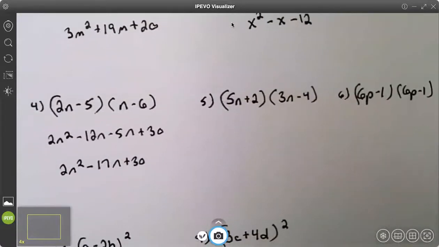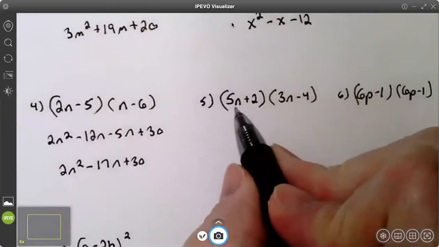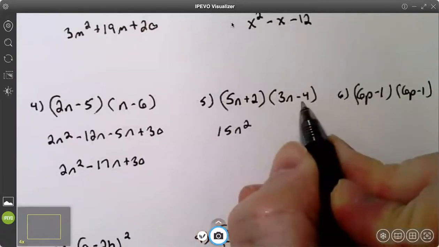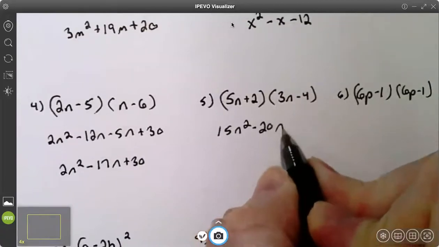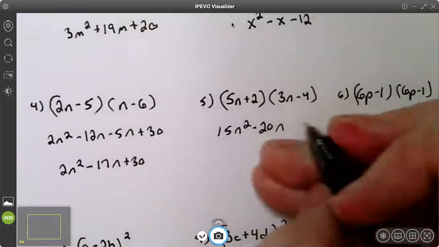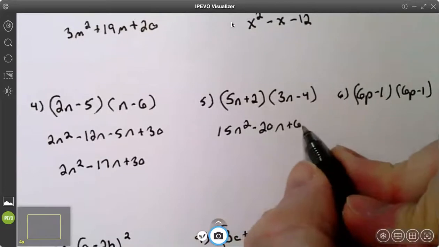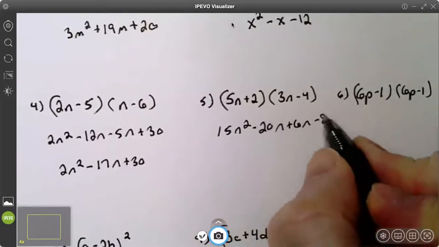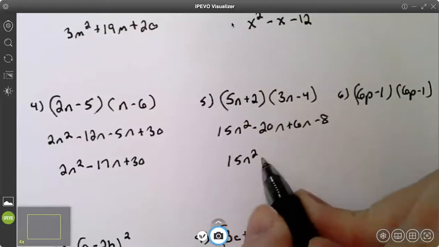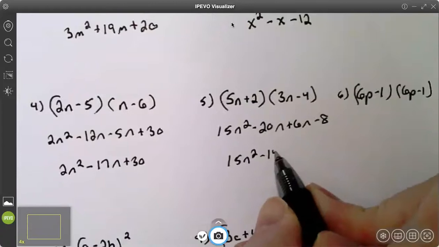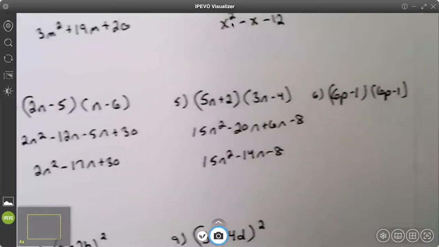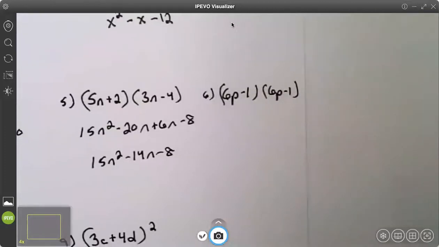Number 5. Number 5, 5n times 3n is 15n squared. 5n times negative 4 is negative 20n. I've distributed the 5n twice. Now I distribute the 2 to both terms. 2 times 3n is 6n. 2 times negative 4 is negative 8. Bring down the first term. Combine negative 20n with positive 6n, you get negative 14n. Bring down the negative 8. Your answer is 15n squared minus 14n minus 8.